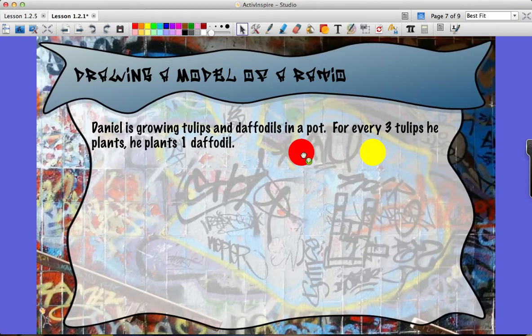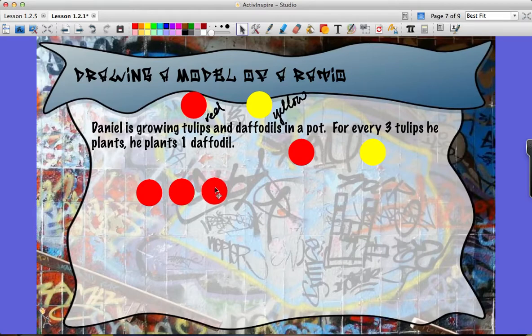So to draw a model of that, I'm going to use red for tulips, and I'm going to use yellow for daffodils. And if you just want to write red and yellow, that's okay as well. And then what I'm going to do is represent the number of tulips. So for every 3 tulips, 1, 2, 3, I have 1 daffodil. So here's a model of my ratio. I know my ratio is 3 tulips to 1 daffodil, and here's a model of it.